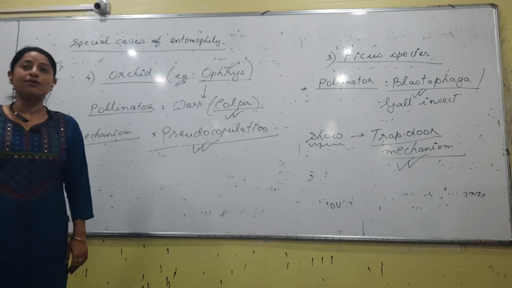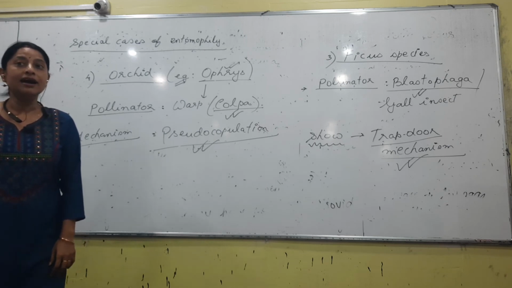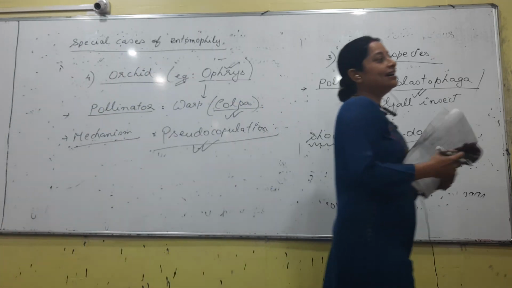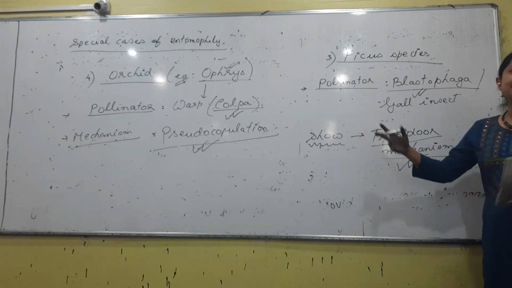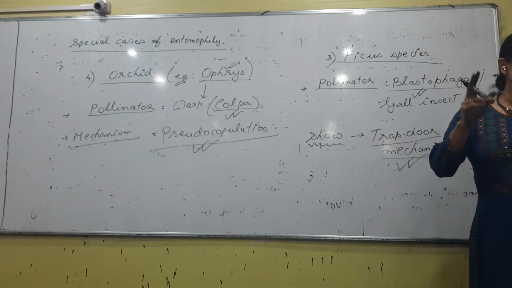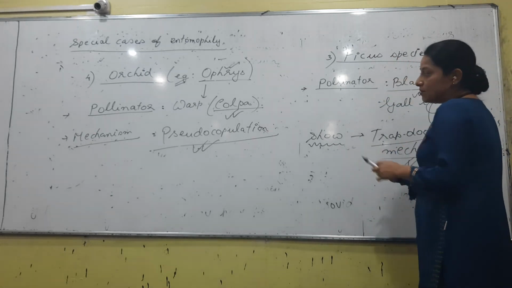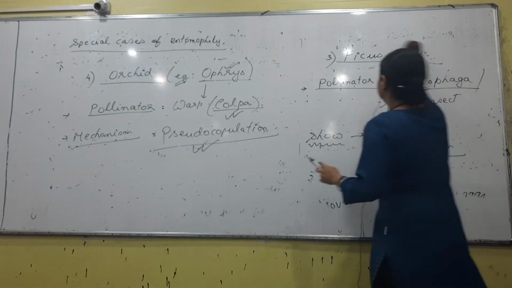In the process, pollination happens. Exactly, that was the most important thing, all the relationships. At that time also you have to study this, it's the same thing, right. So a question can come from that chapter or it can come from this chapter also. So lever mechanism, trapdoor mechanism, pseudocopulation, remember these.